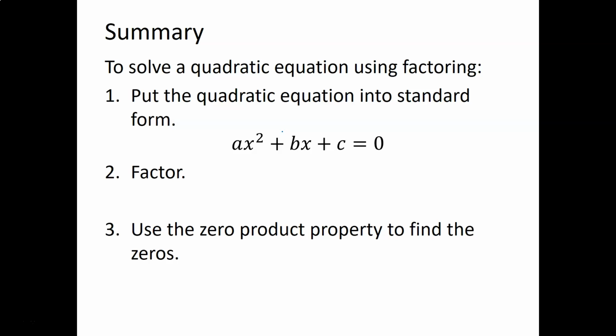In summary, to solve a quadratic equation using factoring, we're going to, number one, put that quadratic equation into standard form, where we make this ax squared plus bx plus c equals 0. We're going to factor, and then we're going to use that zero product property to find the zeros.